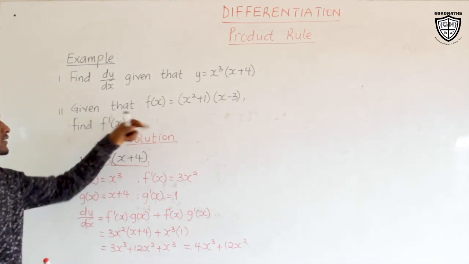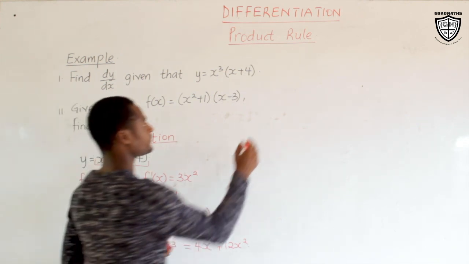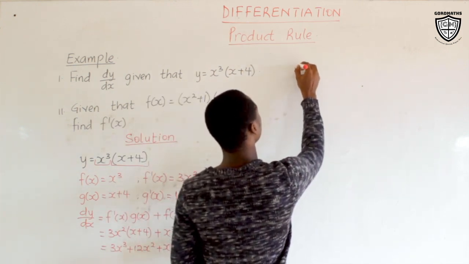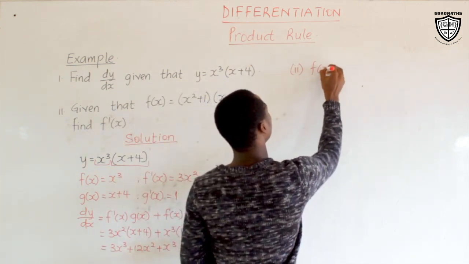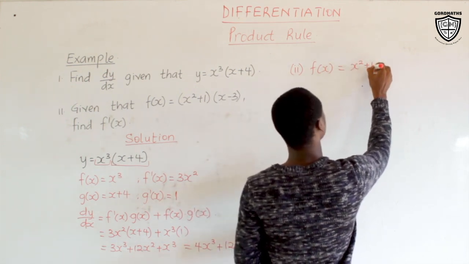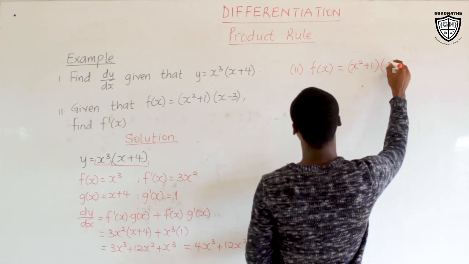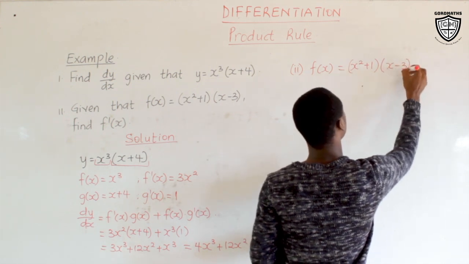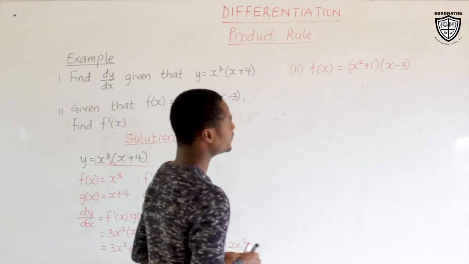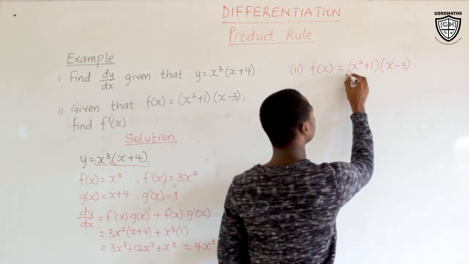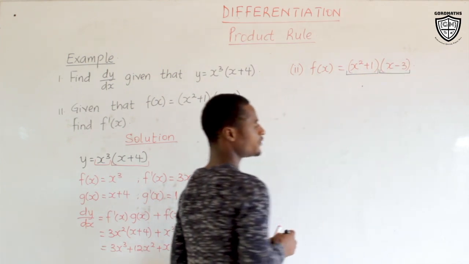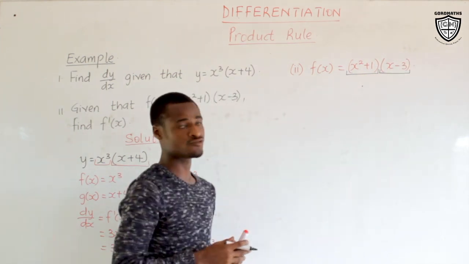Then to the second example, we have the function f of x is equal to x squared plus 1 multiplying x minus 3. So since f of x is a product of two functions, x squared plus 1 and then x minus 3, we can apply the product rule.